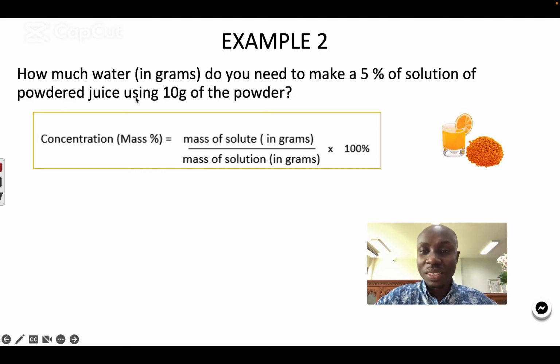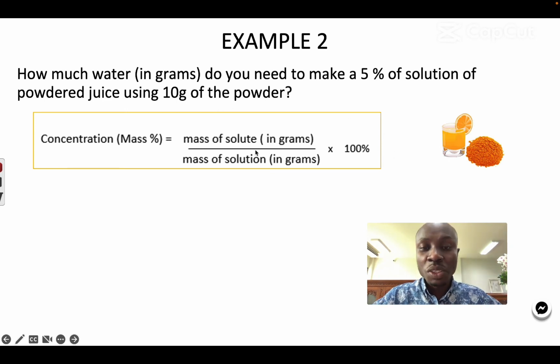How much water in grams do you need to make 5% solution of powdered juice using 10 grams of the powder? How much water or how much solvent do we need if we want to make a solution which has 5% concentration when we use 10 grams of the powder?